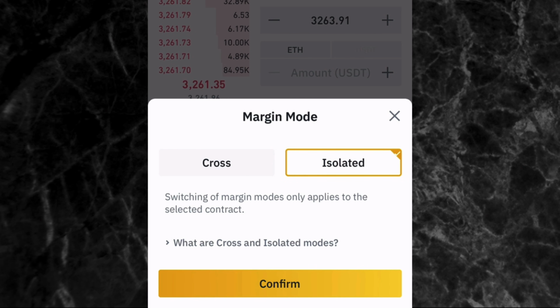But if you are using isolated margin, this means that once you take a trade and then the price gets to the liquidation price, you are going to only lose the amount of money you used to enter that trade. So let's say, for example, I have $200 here and I enter with $100. If it gets to liquidation price, I'm only going to lose on the $100 I used to enter the trade. I will still have my remaining $100 in my futures wallet. So that's the difference between the cross margin and the isolated margin.